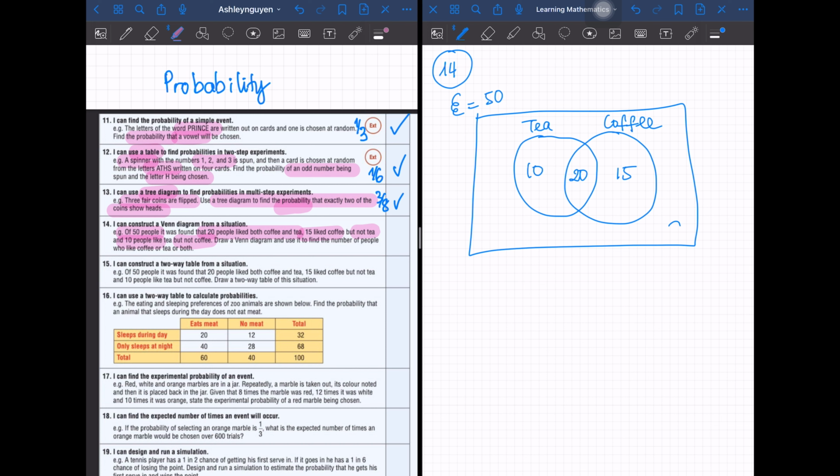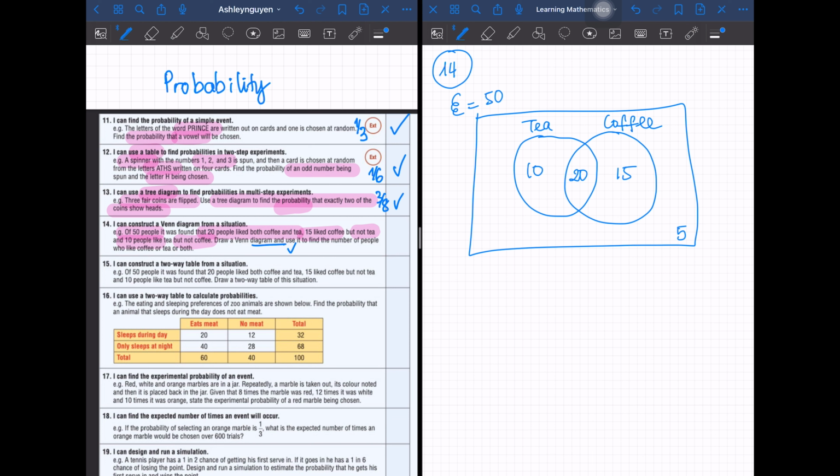They do not mention how many people like neither coffee nor tea, so we need to figure it out. We already have 10 plus 20 equals 30, plus 15 equals 45. So 50 take away 45 equals 5. So 5 people like neither coffee nor tea. So draw a Venn diagram.